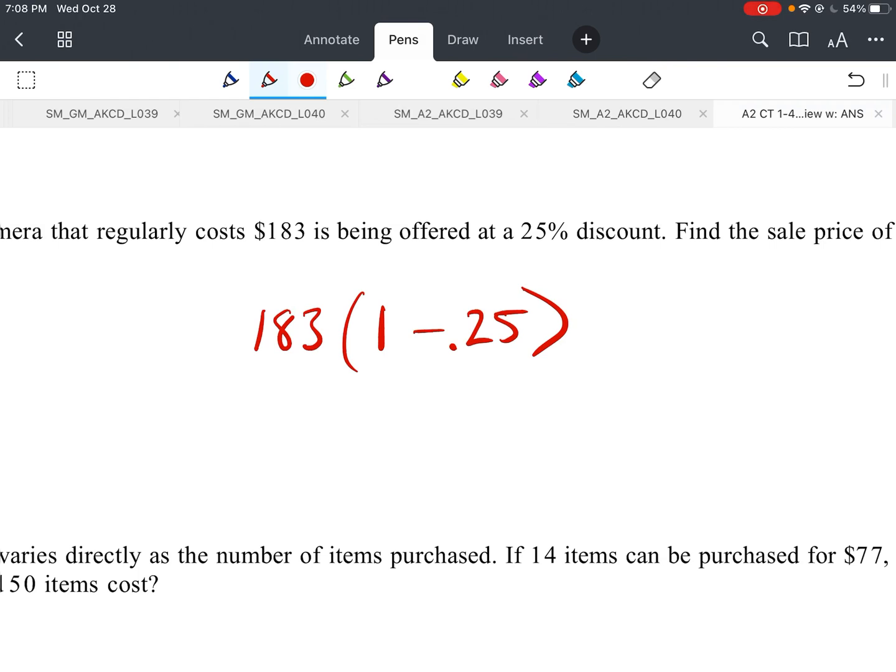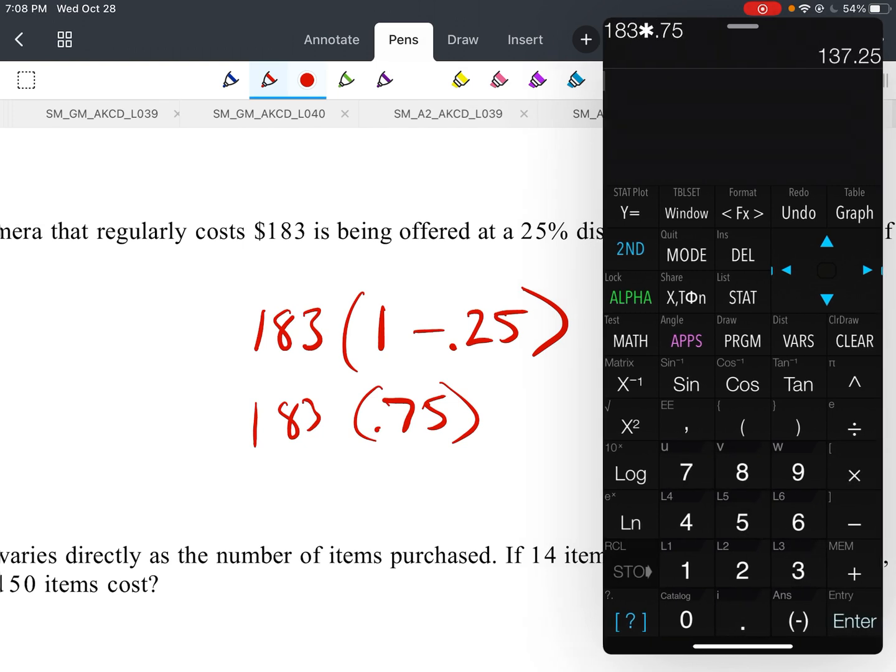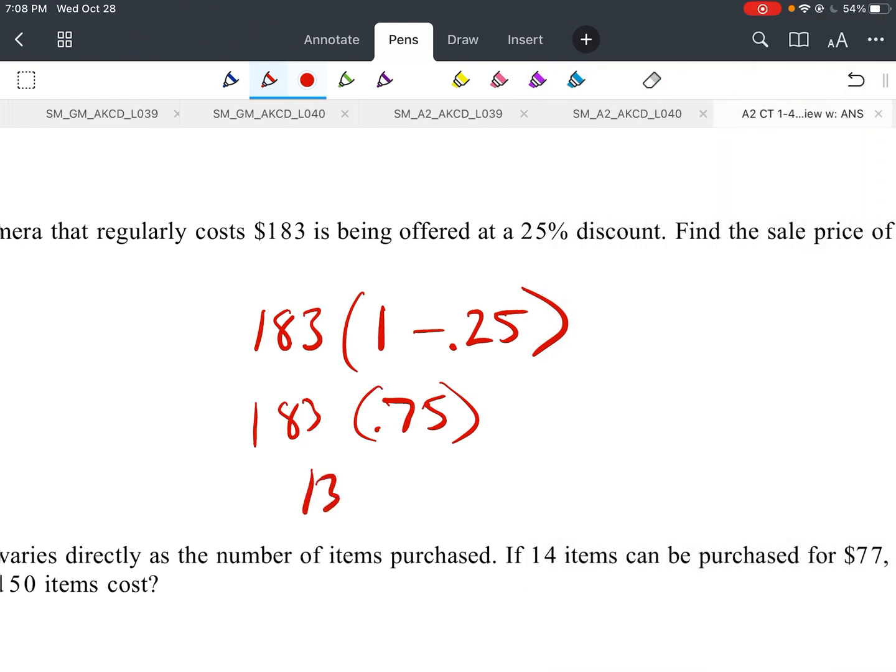Of course, if it's 25% off, that means it's 75% on, if that's a good way to think about it. And let's see if I can pull the calculator in without it crashing. It looks like we're good. So this will be 183 times 0.75, and happy birthday, 137.25. And that looks good to go. Cha-ching.